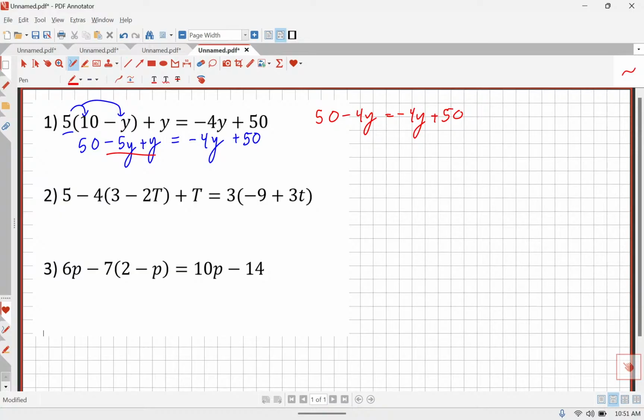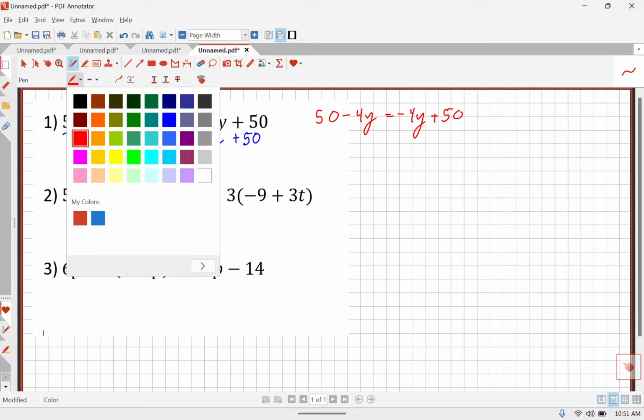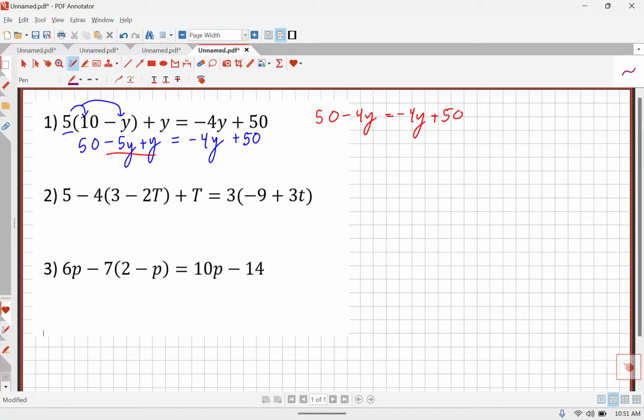Rex, what would be your next step to try to get this to go? So we're going to add 4y to both sides. And that leaves me with 50 equals 50. Now, the equations we solved or tried to solve on Friday also had this happen where all the variables were eliminated. But, Crystal, what makes this one different? What makes this different from the ones that we were doing on Friday?